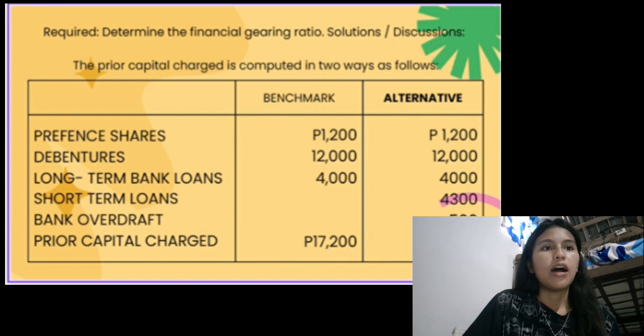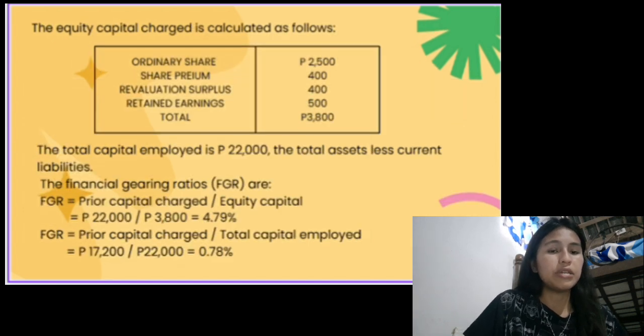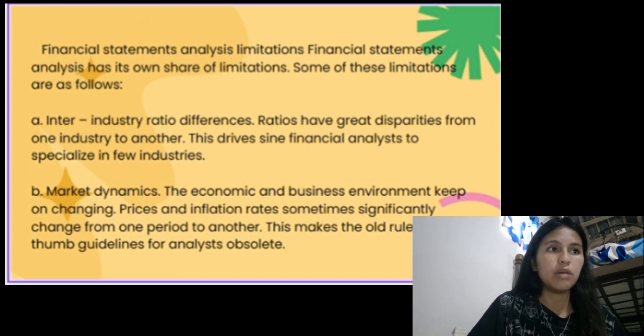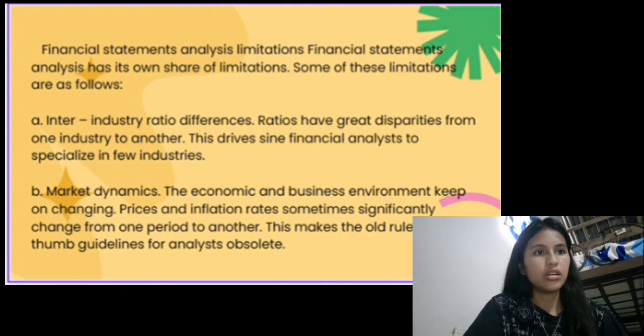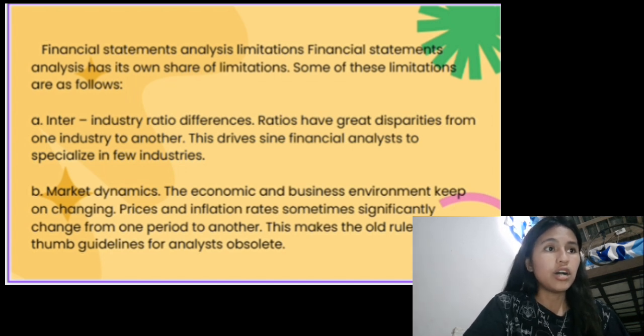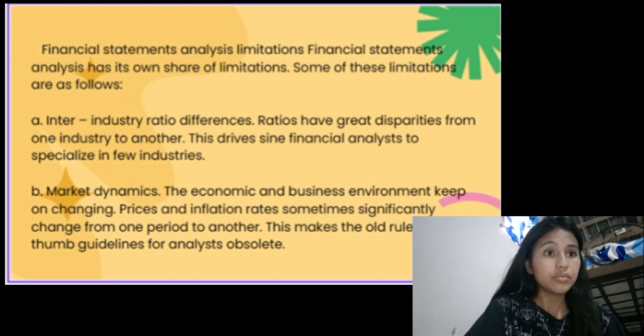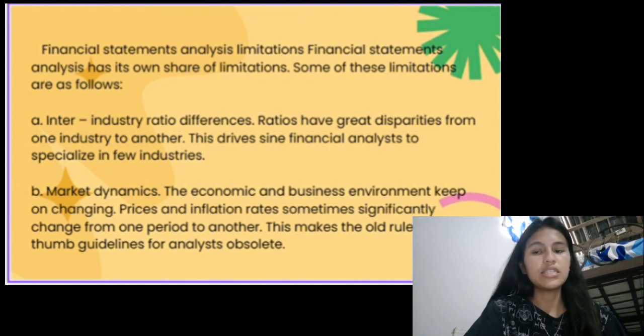So, ito na. Financial statements analysis limitations. Financial statements analysis has its own share of limitations. Some of these limitations are as follows. So, yung financial statement natin, meron siyang mga limitations. Ito yung una niyang limitation. Industry ratio differences. Ratios have great disparities from one industry to another. This drives financial analysts to specialize in few industries. So, ito yung una nating limitations. So, industry ratios.